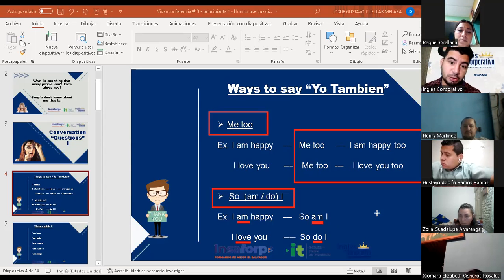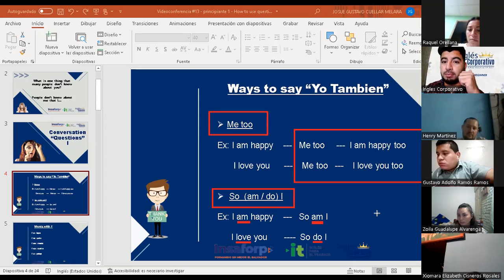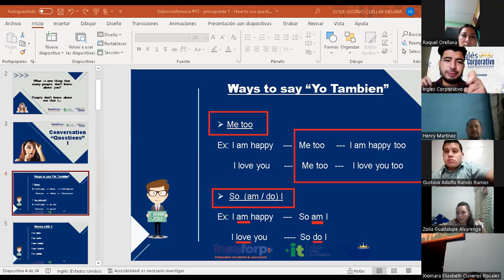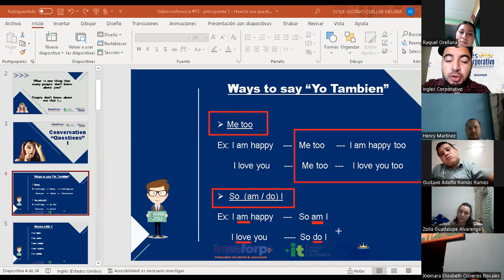También yo. Ahora, si utilizo otro verbo, por ejemplo, I like listening music. Me gusta escuchar música. So do I. I have a cat. Tengo un gato. So do I. ¿Ok? Ese es el punto. Repito. Me too es una forma y la otra es so am I o so do I. Ahora voy a decir un par de oraciones y vamos a suponer que estamos de acuerdo. O sea que ustedes van a decir yo también. Pueden utilizar cualquiera de estas maneras. Me too o pueden utilizar el so am I o so do I.